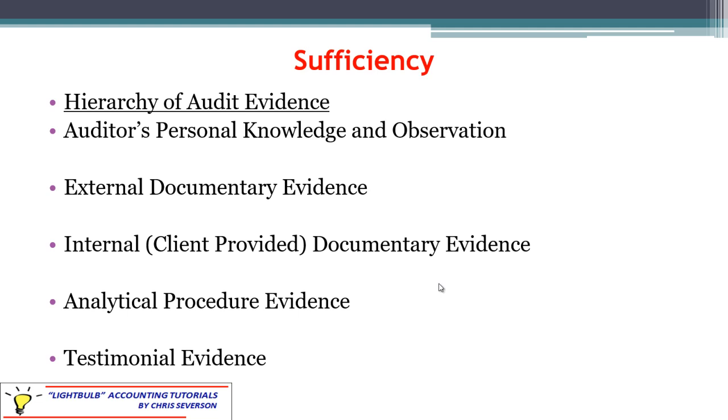And then finally we get to the testimonial evidence, which is just somebody's word. And it's usually we're talking about the client themselves, one of the employees or the accountants or even management. They're telling us something. Now, the reason that's the lowest weighted is that they, being internal to the company, certainly have an incentive to be less than truthful, if you will, spin things their way, omit certain things. They're just trying to tell us what they think we want to hear.